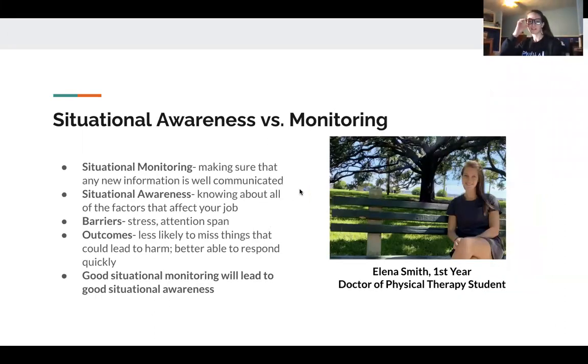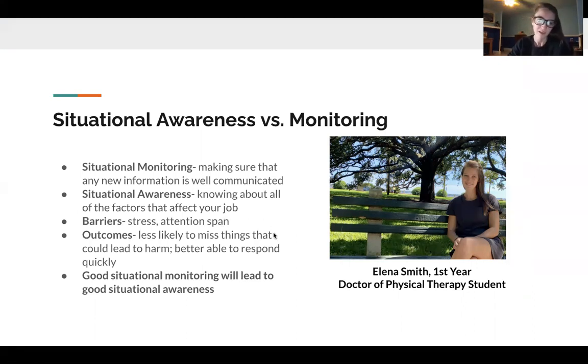So situation awareness versus situational monitoring, these two terms are definitely related, although they're a little bit different from one another. So situational monitoring is just making sure that any new information that comes in is well communicated with everybody on the team. And so it's more like an active process. And then situational awareness is just sort of the state of knowing everything that's going on that could potentially be affecting your job.